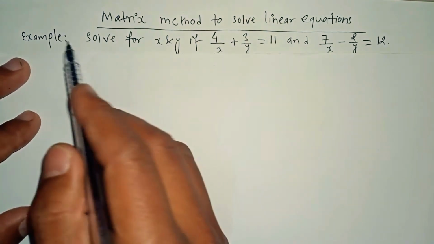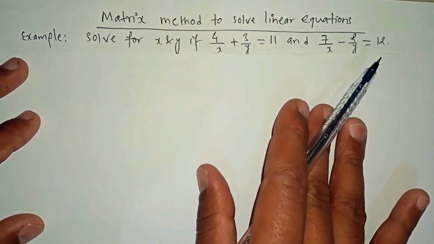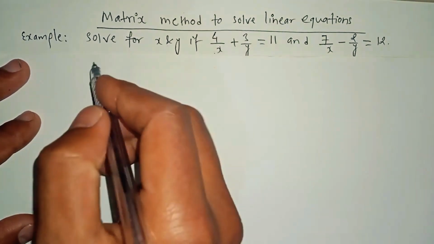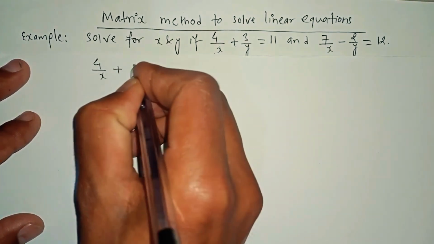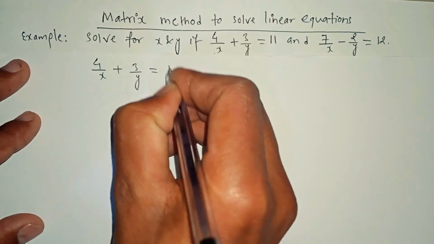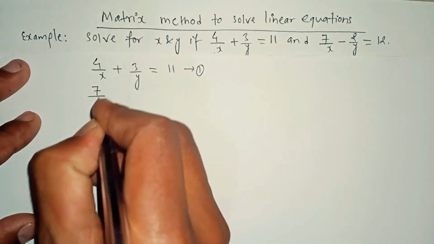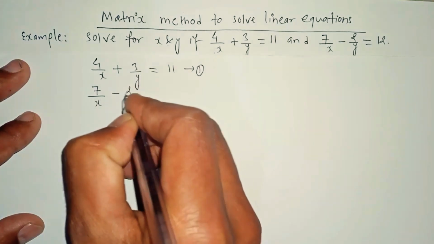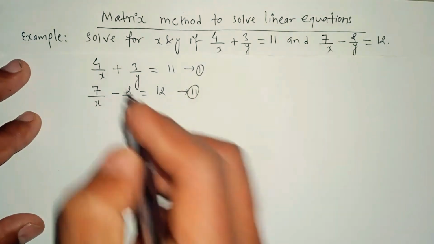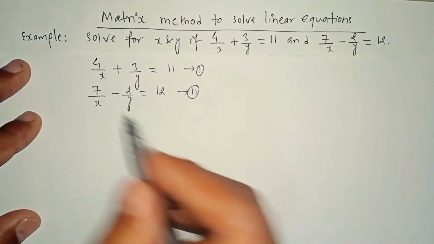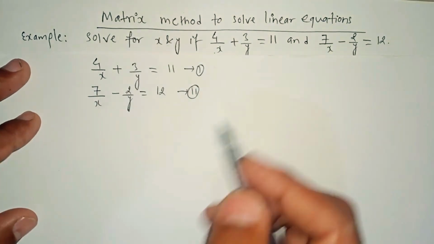First of all, let me read the question. Solve for x and y, and the two equations are given here. Let me write down the equations. 4 over x plus 3 over y equals 11. This is one linear equation. And the next linear equation is 7 over x minus 2 over y equals 12. This is the second linear equation in the variables x and y. We are going to find the value of x and y by using the matrix inversion method.